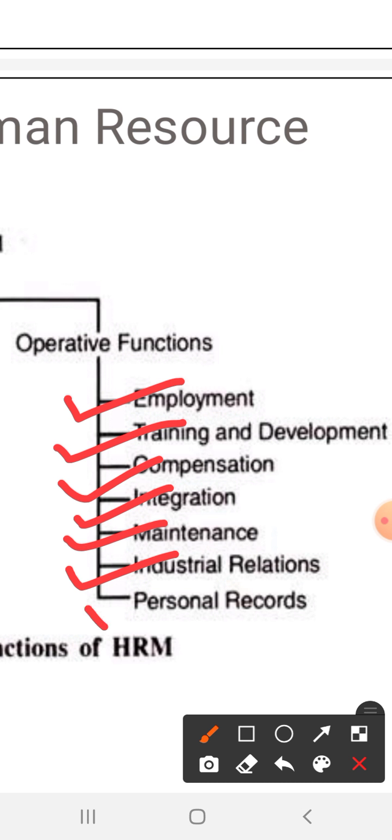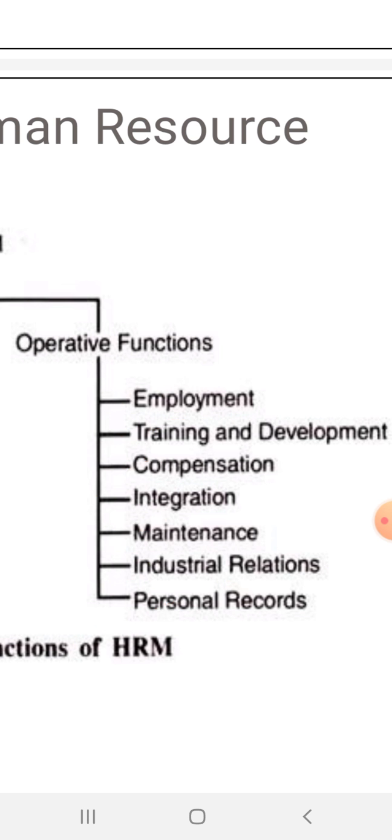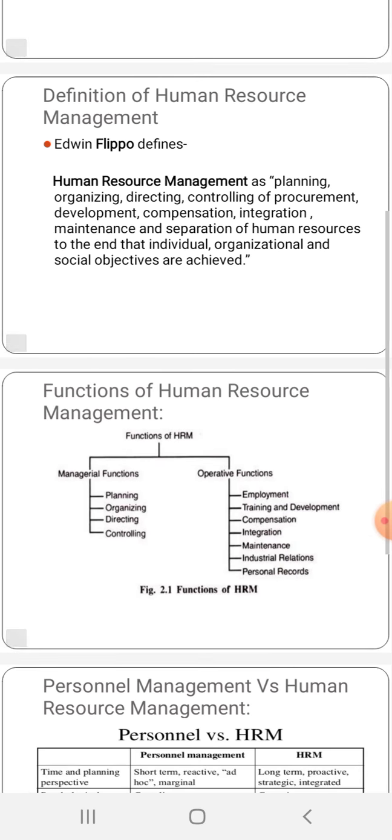Then the last one is personal records. Personal records can be anything. Human resource management is responsible for maintaining the records regarding the payrolls of the employees, the list of employees working in a particular department, or any activities, or when we are bringing any kind of machineries into the organization. So automatically, directly or indirectly, they are responsible for that. This is how we have discussed the functions of human resource management.